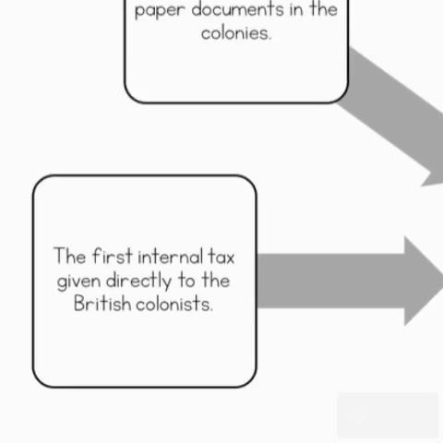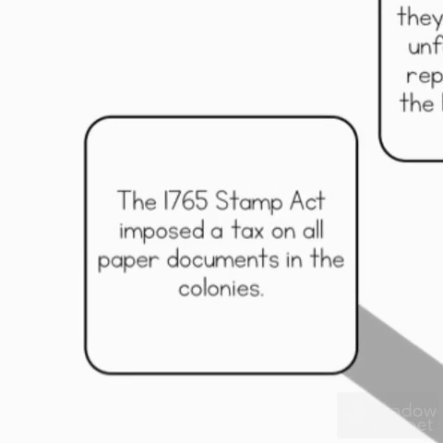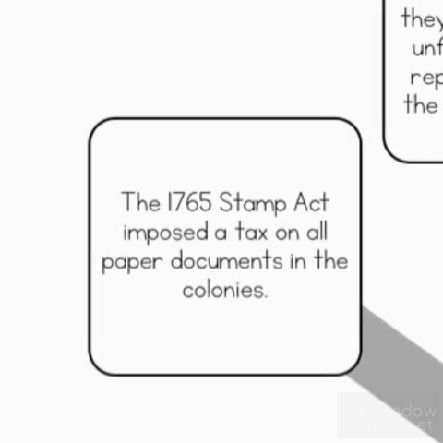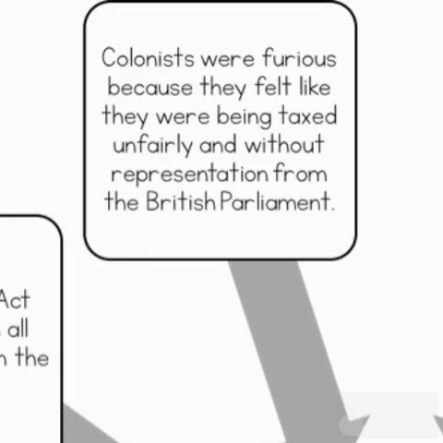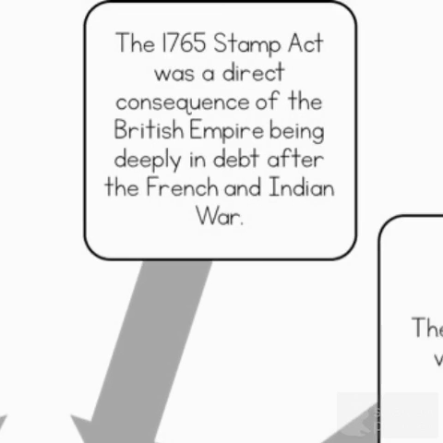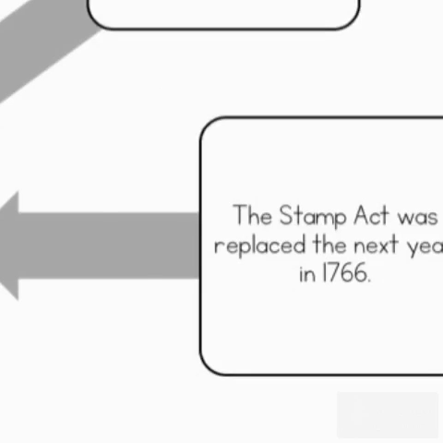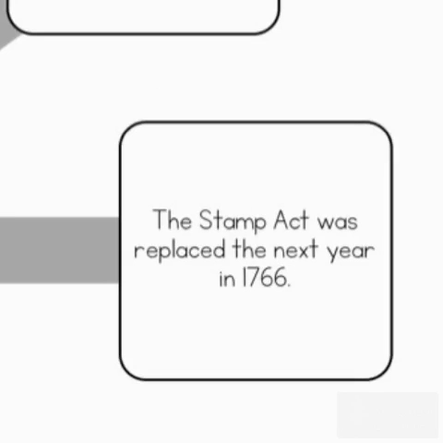The Stamp Act was the first internal tax given directly to the British colonists. In 1765, the Stamp Act imposed a tax on all paper documents that were used in the colonies. Colonists were furious because they felt like they were being taxed unfairly and without representation from the British Parliament. The 1765 Stamp Act was a direct consequence of the British Empire being deeply in debt after the French and Indian War. The Stamp Act in the colonies was very unpopular. It was replaced the next year in 1766.